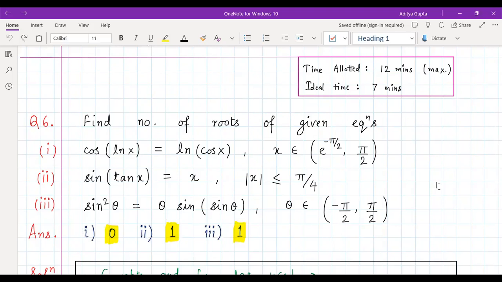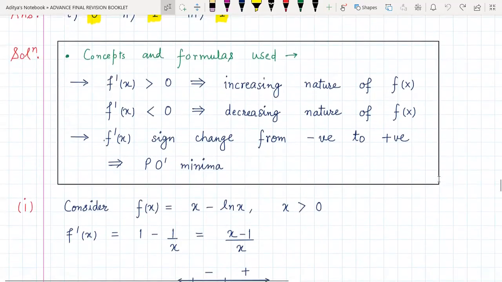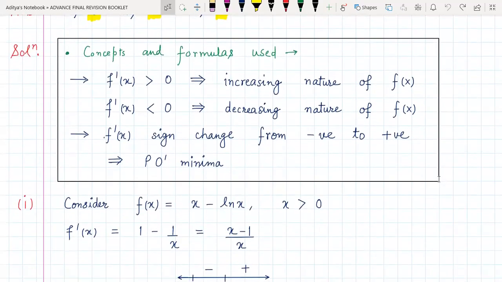Now, let's see how to solve it actually. So concepts and formulas used are very simple. Derivative greater than 0 means increasing function. Derivative less than 0 means it is a decreasing function. And derivative sign change from negative to positive means it is a point of minima. And that's pretty much it. So let's now see how to solve the first question.